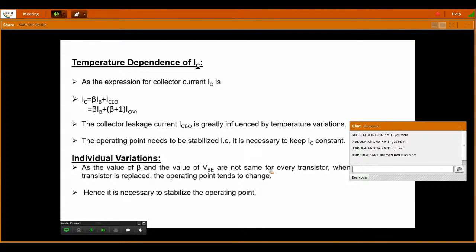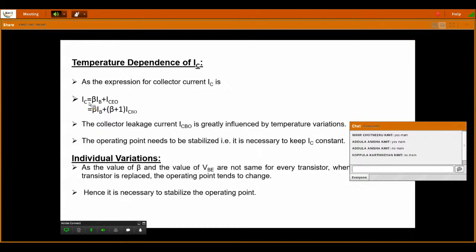Now, to find how the collector current depends on temperature: in a common emitter configuration, the collector current is equal to beta IB plus ICEO. Usually we give the equation as beta times IB only, and neglect ICEO. ICO is the reverse saturation current due to the output junction reverse bias. In a transistor operated in the active region, the output junction is reverse biased.